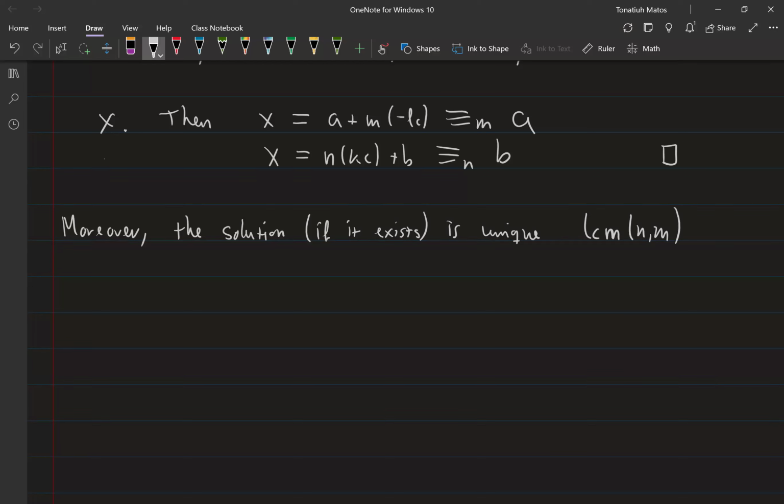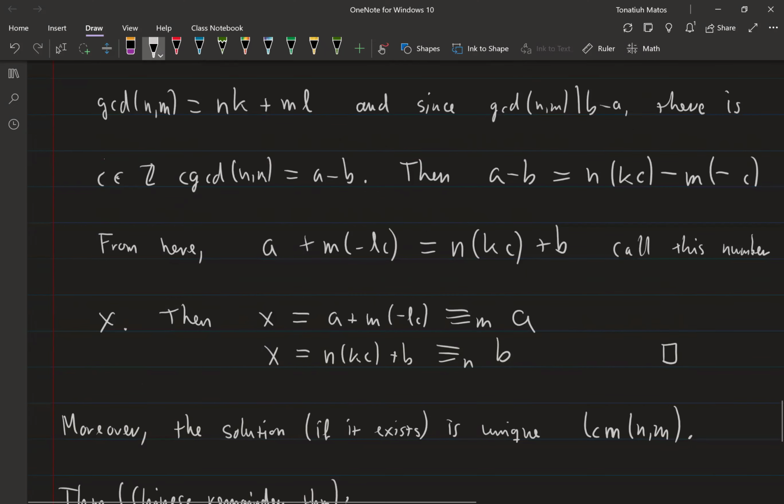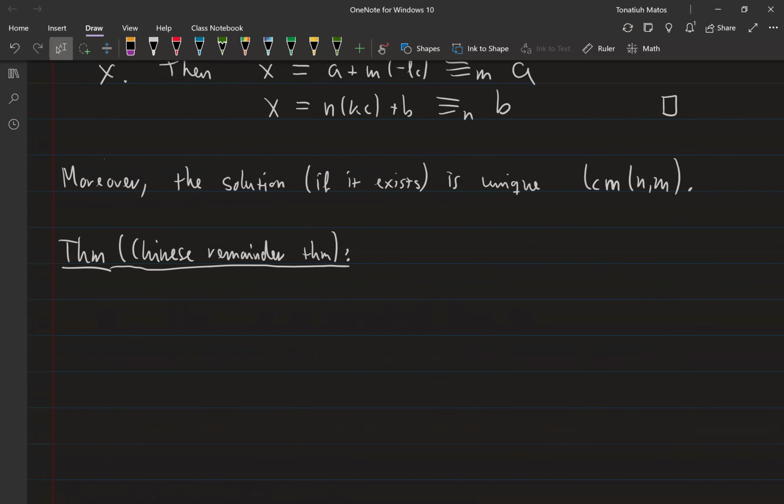Before we do an example of this, let me tell you what this theorem, what this lemma is used for, and this is known as the Chinese remainder theorem, which is known for a really long time. It's a very simple generalization of what I just wrote down. So this works for two congruences. The Chinese remainder theorem works for k congruences, right?